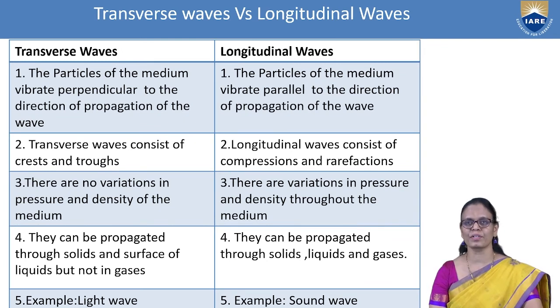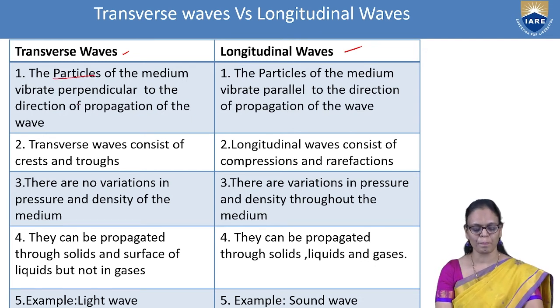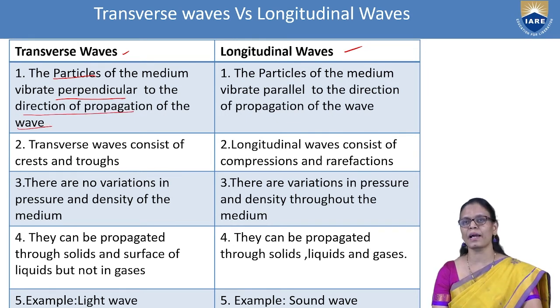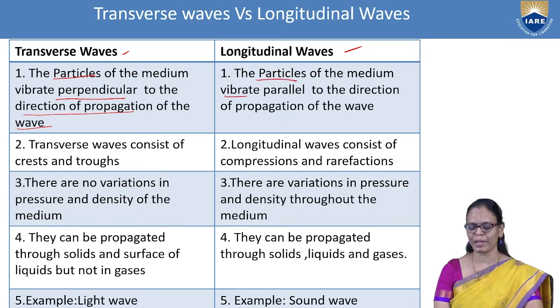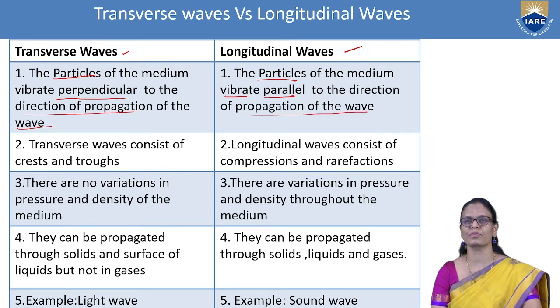Now let us compare and contrast transverse waves and longitudinal waves so that the picture of the differentiation becomes very clear. In transverse waves, the particles of the medium vibrate perpendicular to the direction of propagation of the wave. This is the basic difference between transverse and longitudinal waves. In longitudinal waves, the particles vibrate parallel to the direction of propagation of the wave. And in a transverse wave, we see crests and troughs. Crests are the maximum displacement in the upward direction. Trough is the maximum displacement in the downward direction.